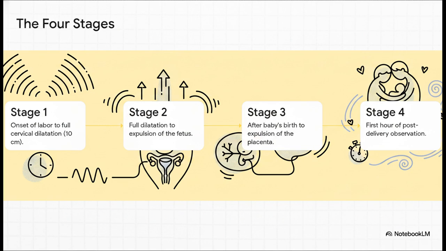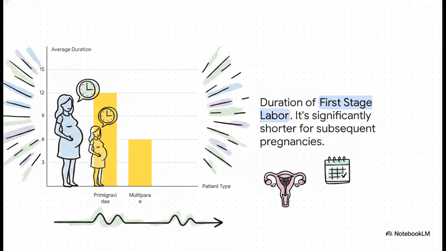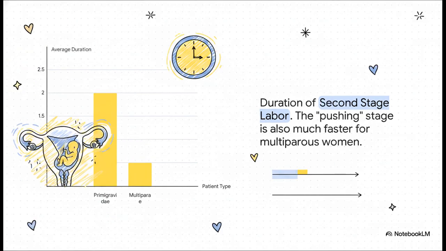Okay, time for some numbers you absolutely need to memorize for your exams. So, for a first-time mom, a prima gravida, you're looking at about 12 hours on average for that first stage, but for a multiparous woman, someone who's had a baby before, it's way faster, usually around 6 hours. And guess what? We see the same pattern in stage 2. For a prima gravida, it might take up to 2 hours of pushing, but for a multiparous woman, it's often as quick as 30 minutes. Again, these are key numbers to have in your back pocket.